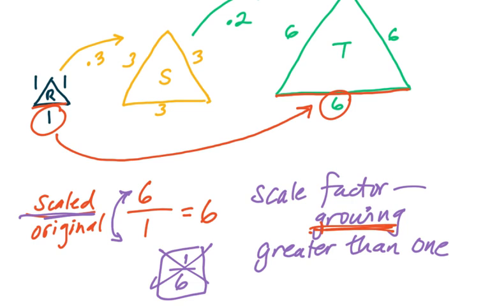So in making sure to avoid this error in the future, one is to think about which direction we are going. Do I have scaled over original? And then to just do that double check around, was I expecting a growing scale factor or was I expecting a shrinking scale factor?